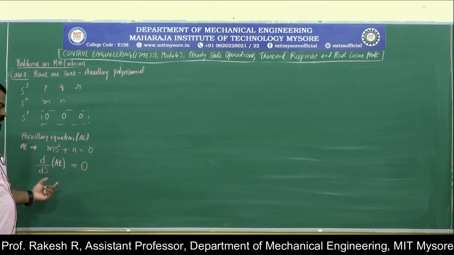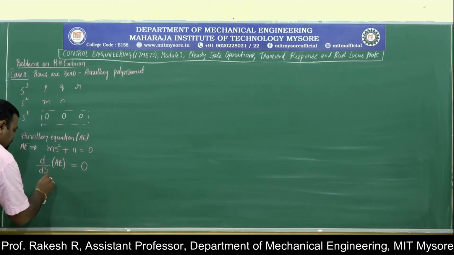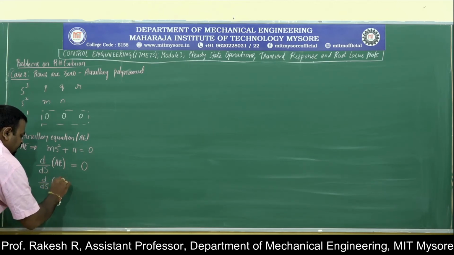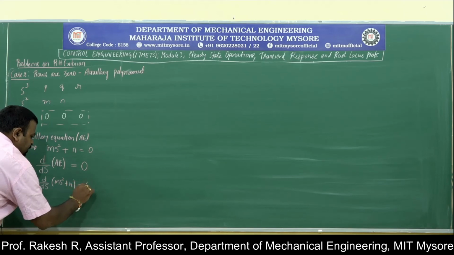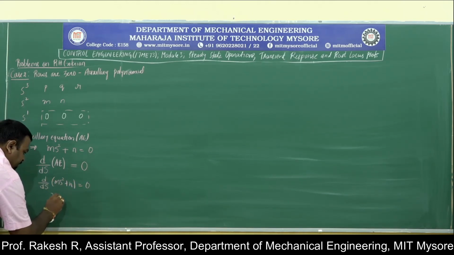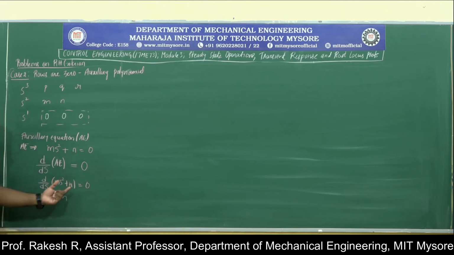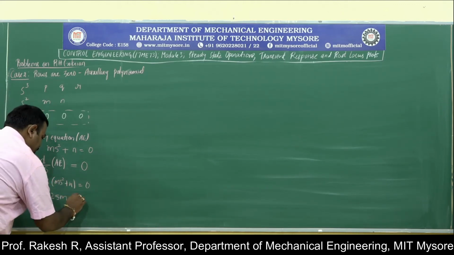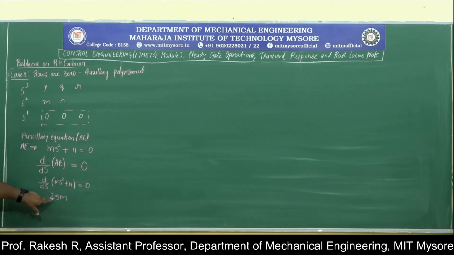After differentiating this, what will you get? d by ds of (ms squared plus n) equals 0. Differentiation of s squared is 2s into m, and differentiation of n is 0. So this is what you got. Next, what you have to write is: replace the zeros with these auxiliary values.